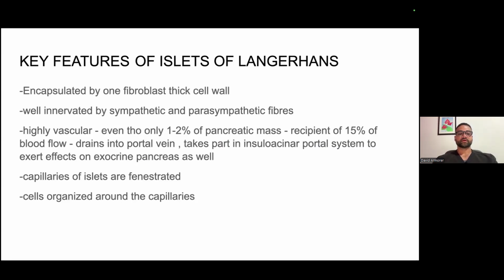So the capillaries of the islets are fenestrated, which will allow the hormones to perfuse readily into the blood supply to feed into the insular acinar portal system. And the cells are organized well, positioned around the capillaries.